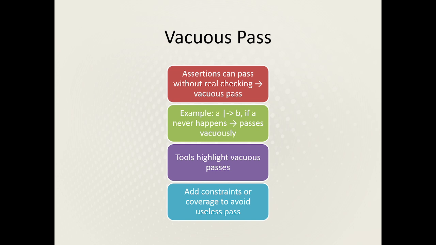Let's talk about a vacuous pass. A vacuous pass happens when the assertion condition never gets triggered. For example, with the antecedent and consequent as the two parts, if the request never occurs, the property technically passes, but tells us nothing about correctness. That's why we always have coverage, to ensure the condition is exercised. Coverage is the most important thing here. Without coverage, there can always be a vacuous pass.